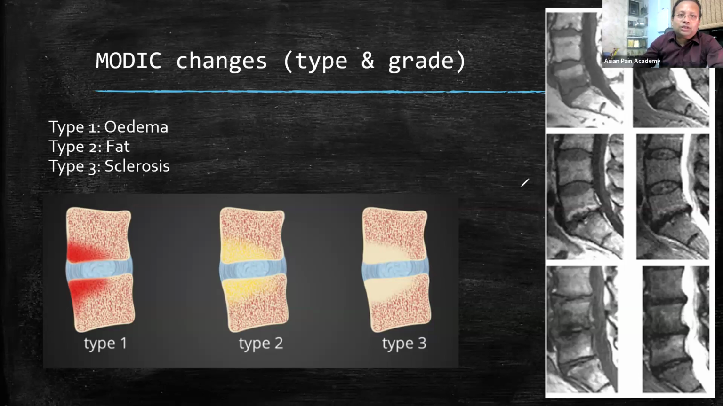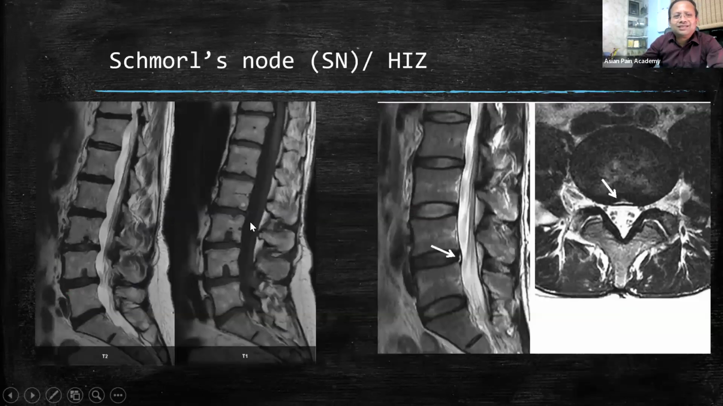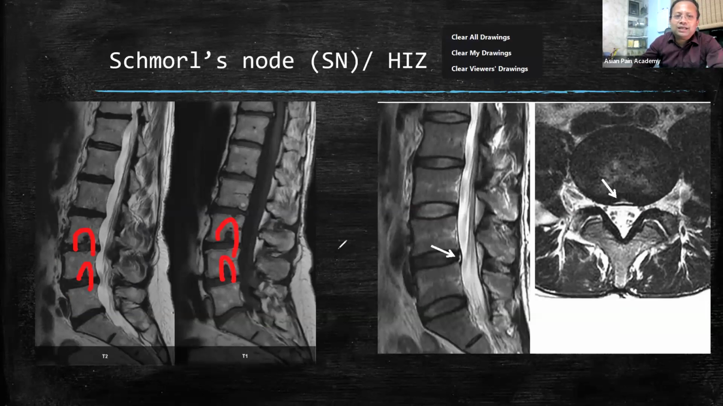Okay. So these Modic changes we understood. Now, Schmorl's node is most of the time not painful. So what is Schmorl's node? These are all Schmorl's nodes. Most of the time you don't have to do anything. It is a degenerative thing. So there is no hard and fast rule that the disc will come posteriorly or sidewise. Anteriorly it doesn't go, but mainly posteriorly.